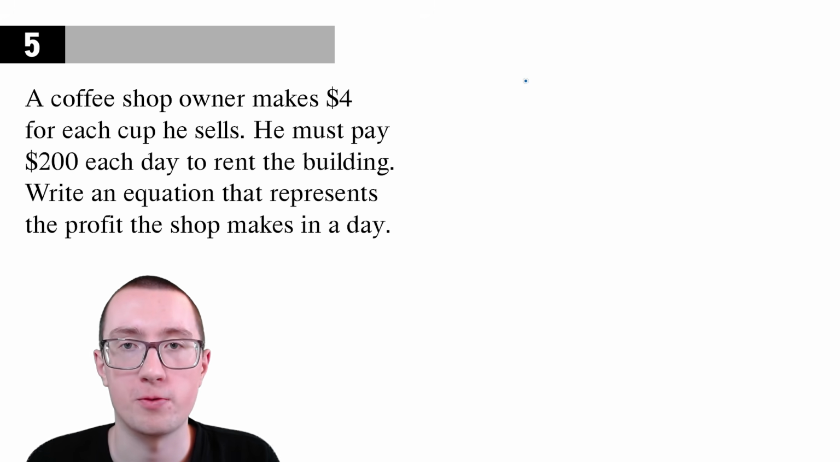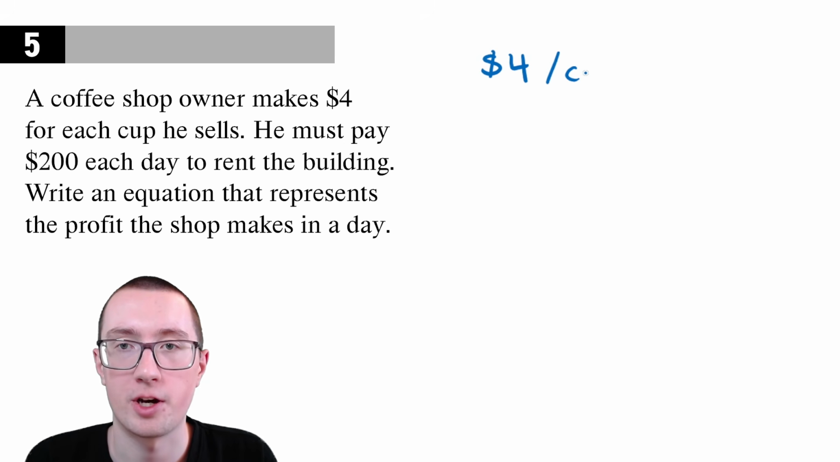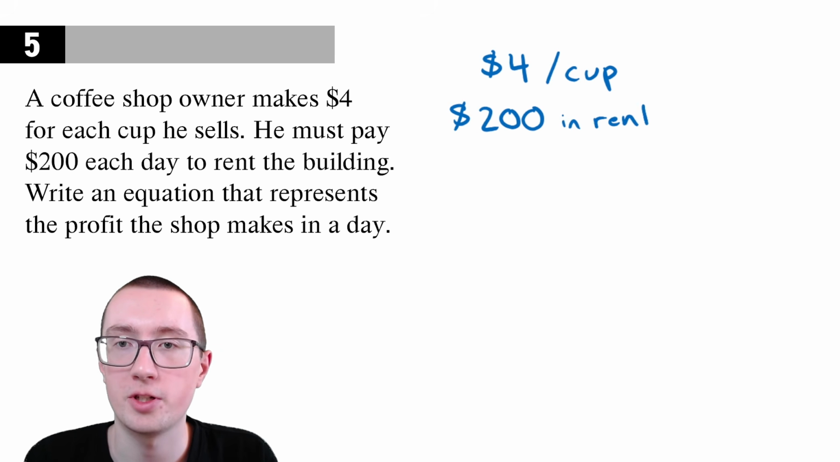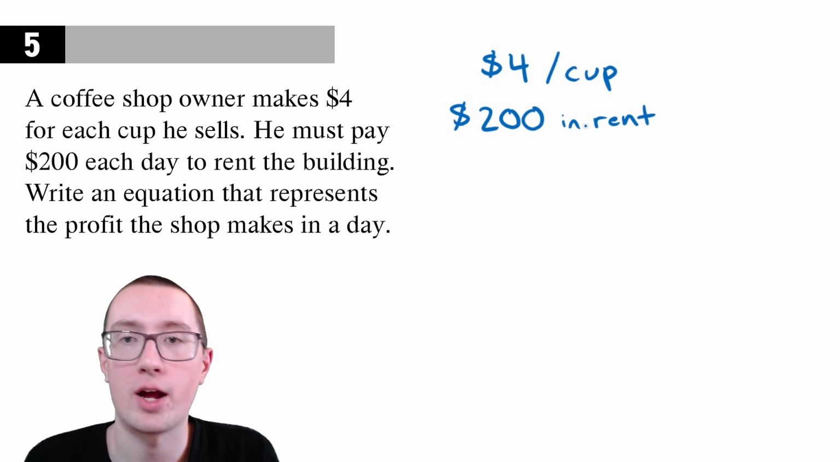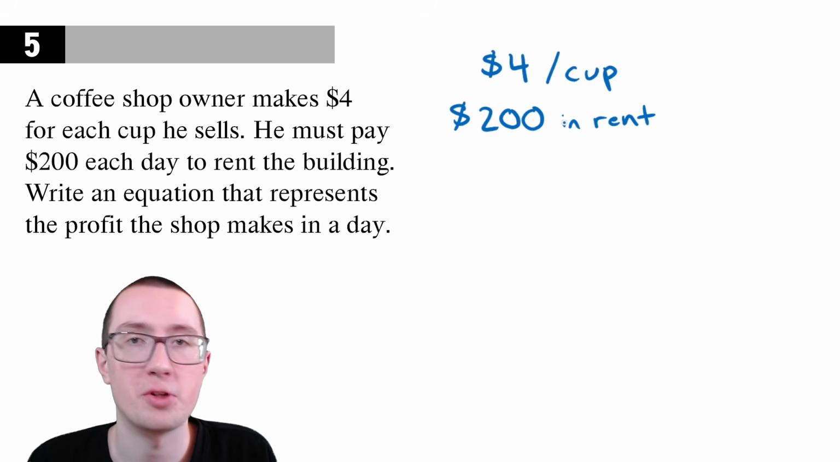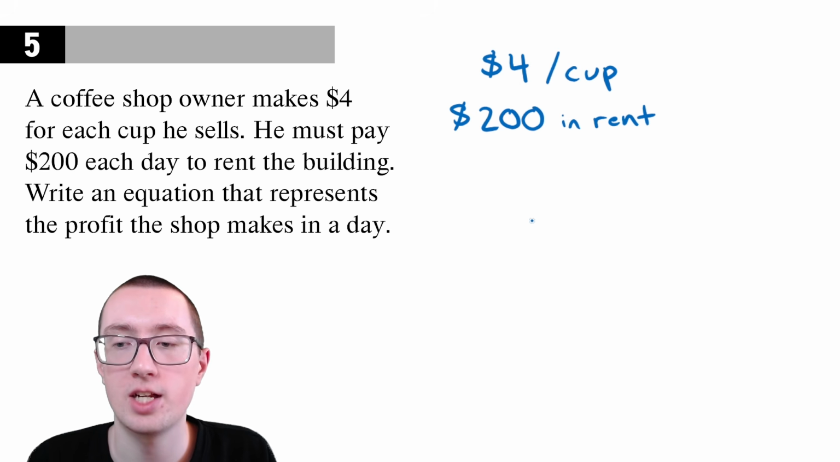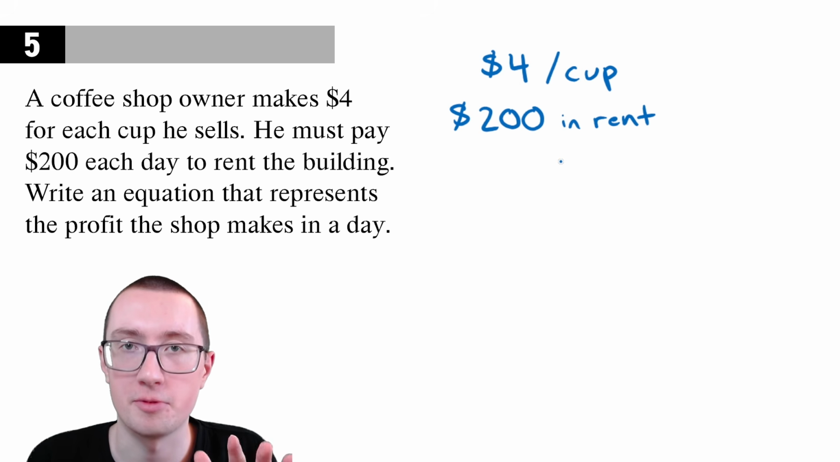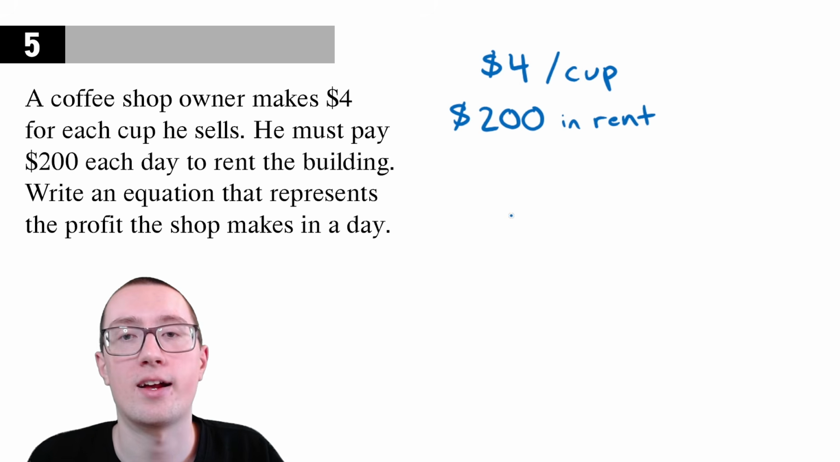So what's our important information? Well, it looks like he makes $4 per cup that he sells. And he's also going to have to pay $200 in rent. And this is going to be true no matter what. No matter how many cups he sells, he's going to have to pay $200. So there's not really any fancy formula for this of any kind. You're just going to have to think about it logically, figure out how you would do this problem in your head, and then write that out as an equation.